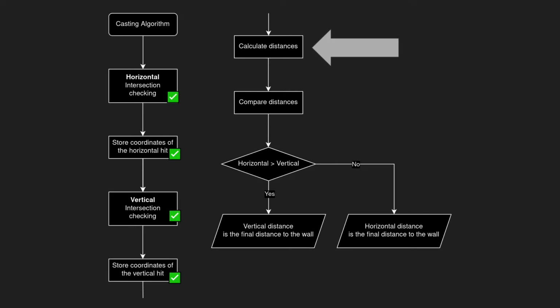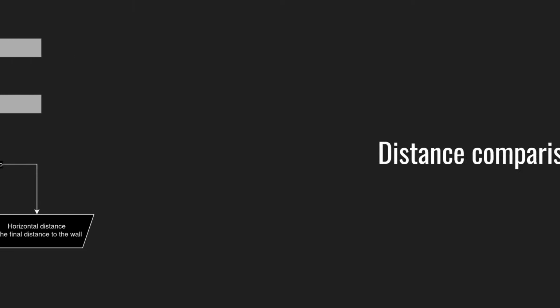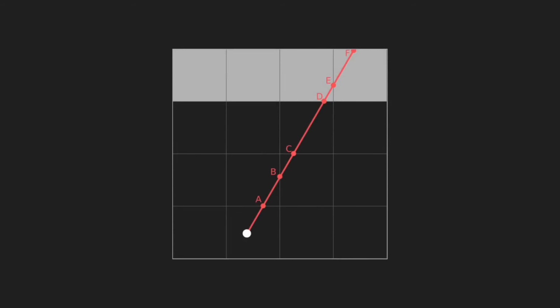Now, after doing both horizontal and vertical checking, we need to calculate the distance found and compare the distance to check which one is smaller. So let's do this. Here we have all the points that we found. Actually, ignore the point F over there, it wasn't supposed to be there since it wasn't necessary to find it. So for horizontal intersections, we have found a wall at point D. And for vertical intersections, we have found a wall at point E.